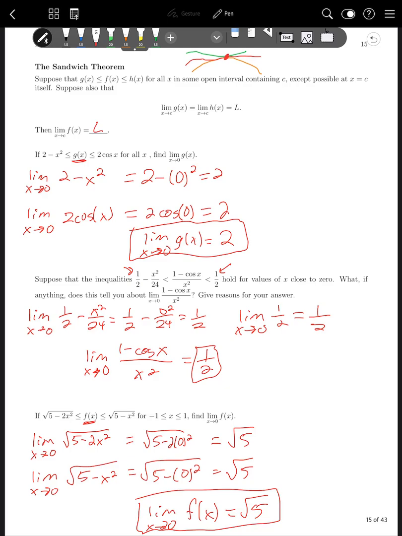Okay, so that's it for how we find limits. These have been algebraic approaches to finding limits of functions.